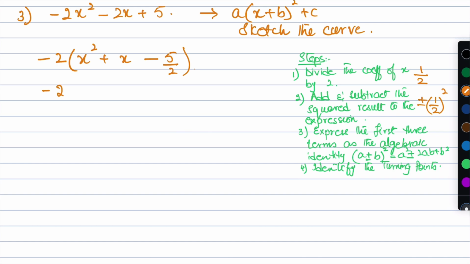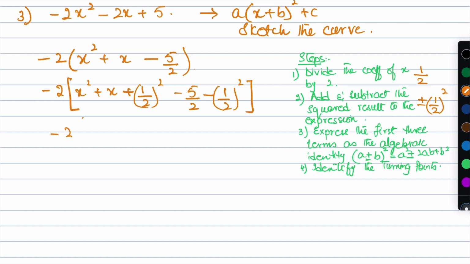So doing that, I'm adding and subtracting because I need to balance the equation. When I'm doing something on my own, I should always be balancing it. So adding it means I need to subtract it also. If I multiply an equation by a number, then I need to divide also to have a balance. So it's negative 2 here, and then this is x squared plus x, add 1 by 2 the whole squared, minus 5 by 2, and then subtract 1 by 2 the whole squared as well.